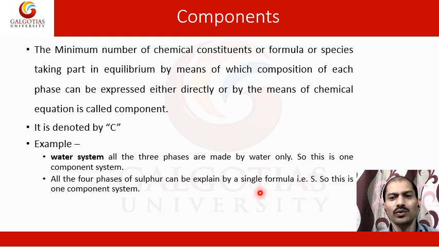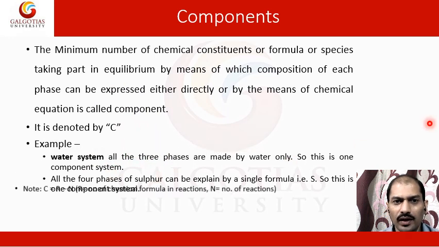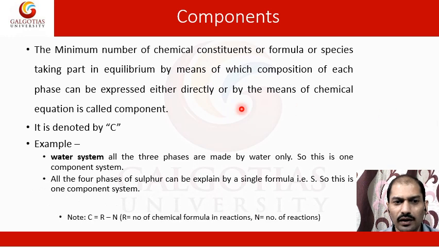So in this way you can see what type of component the particular substance, compound, or matter you are talking about has. Accordingly you can categorize them. So if you see here, in the case of C = R - N, R is the number of chemical formulas in the reaction, and N is the number of reactions. By this you can calculate the component of any of these chemical formulas.